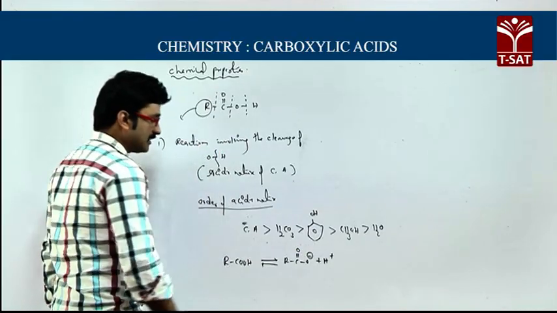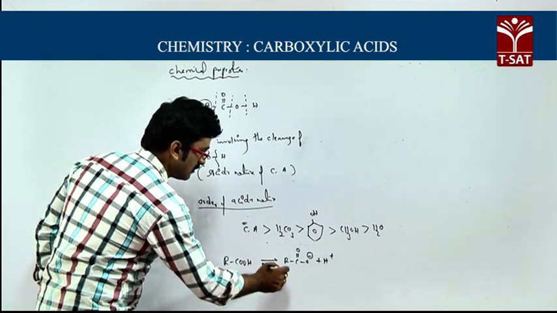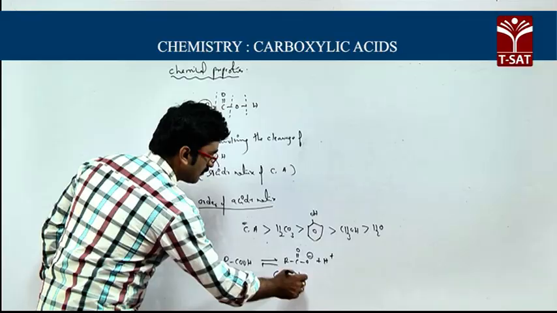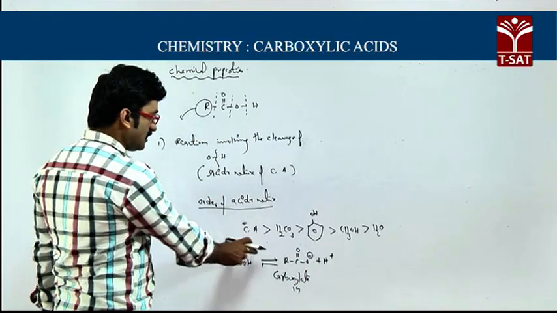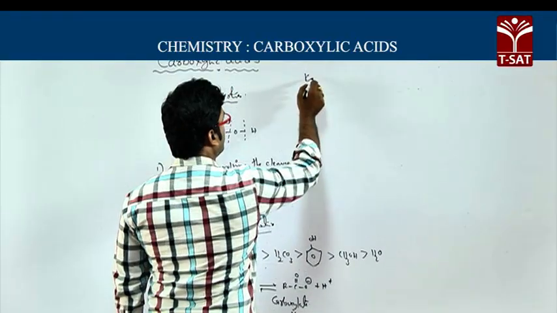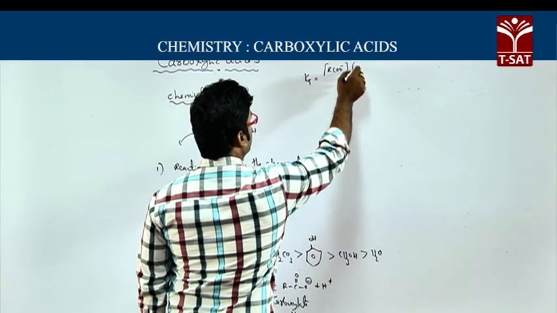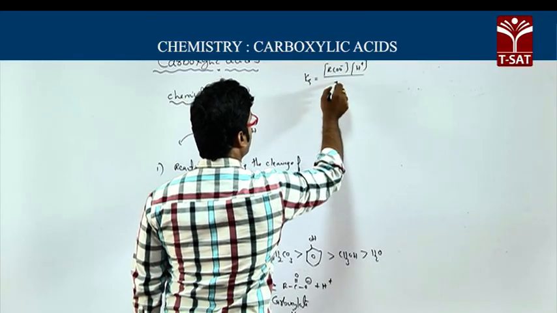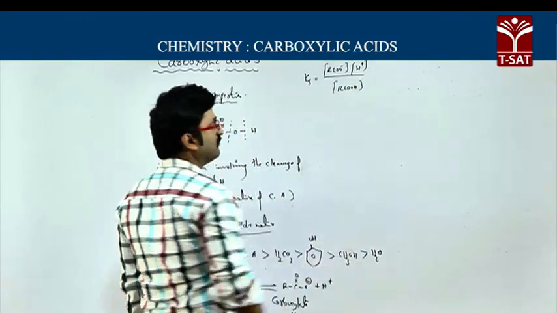So carboxylic acids on ionization will give the carboxylate ion. This is called the carboxylate ion, and this is H plus. And here there is an equilibrium. So you can write the equilibrium constant called Ka. Ka is equal to the concentration of RCOO minus times H plus divided by the concentration of RCOOH.